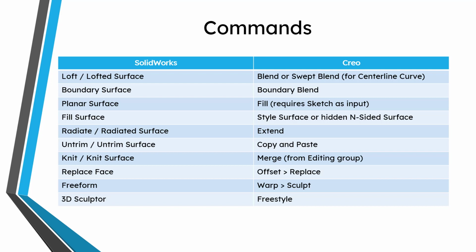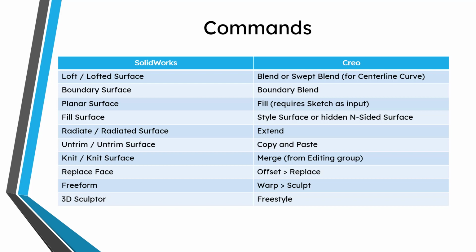And now here's a little weird thing. A planar surface in SolidWorks is a fill surface in Creo Parametric, and in SolidWorks, where you can pick a bunch of edges from geometry to create a planar surface, in Creo Parametric, you have to use a sketch as the input. You also have a fill surface in SolidWorks, but you can create the equivalent of a fill surface in SolidWorks using the style surface or the end-sided surface in Creo Parametric. And the end-sided surface by default is hidden in the interface. There's an option that you can use in order to turn on its display.